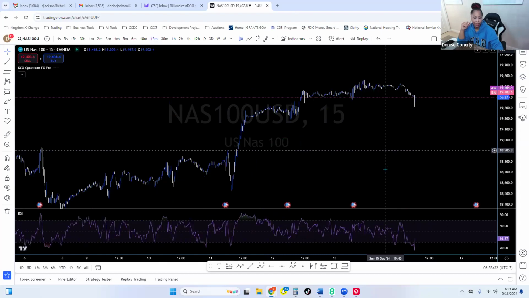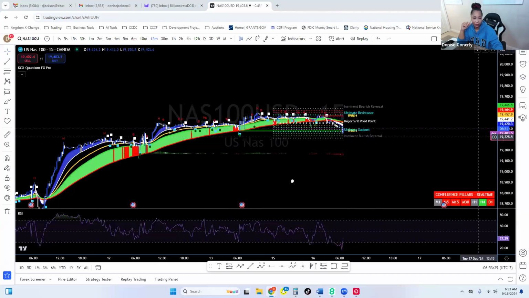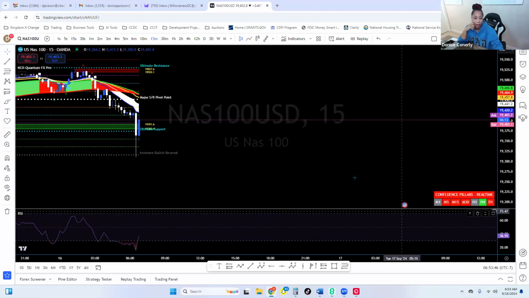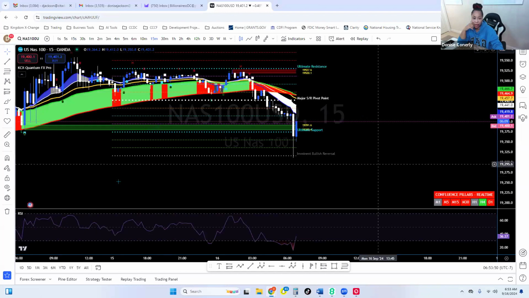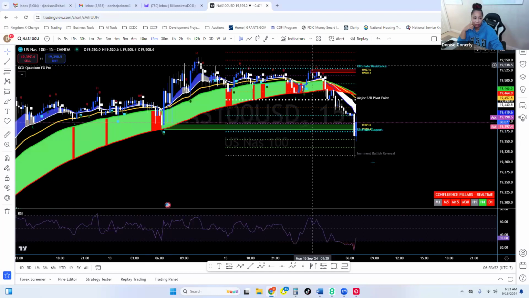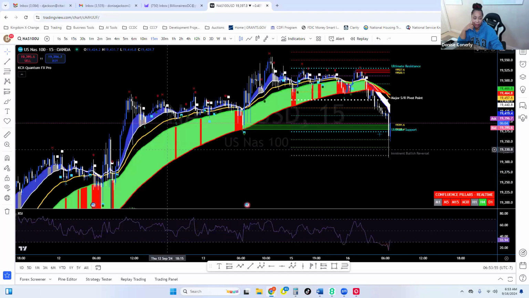So, okay. We see here that we've got some news coming later tonight. All right. So we see that NAS was going up and it's coming down. It's probably at about the 23 or close to the 23. This probably hit off the 23.